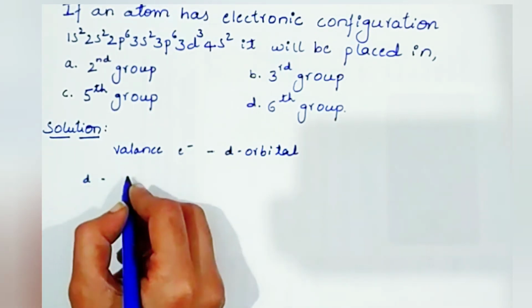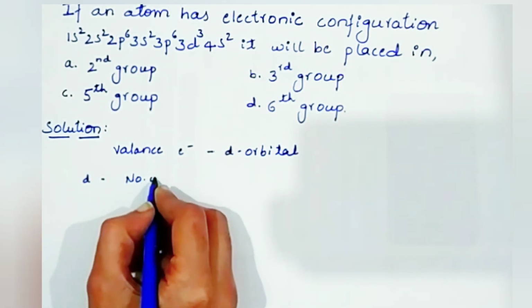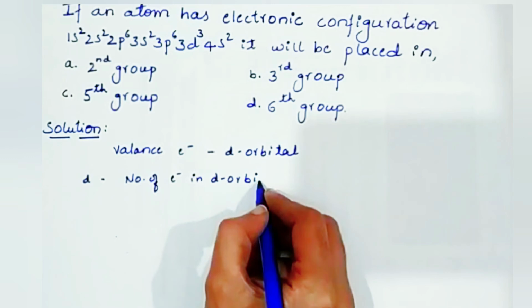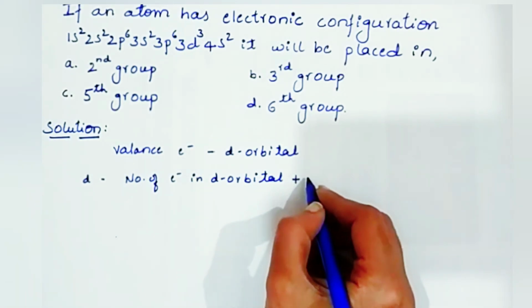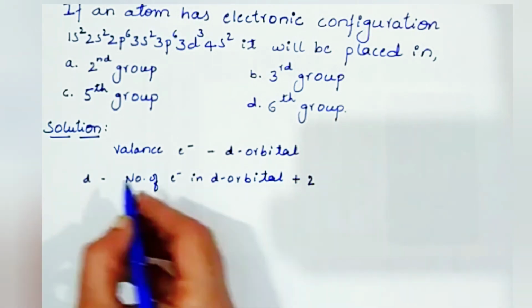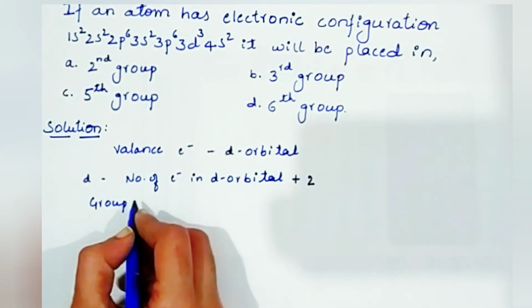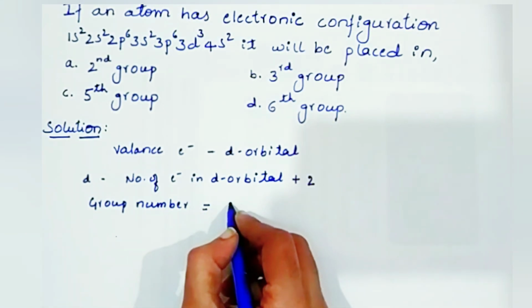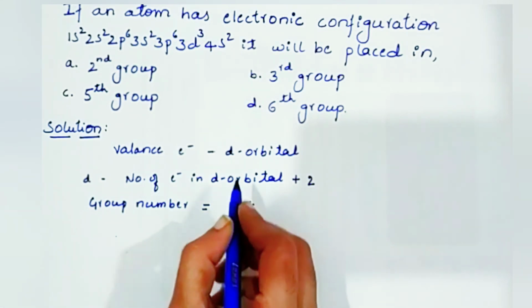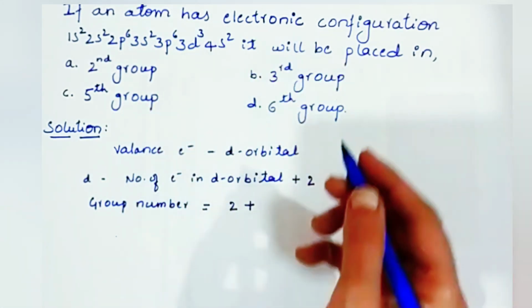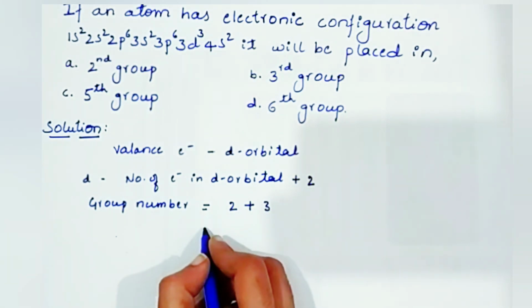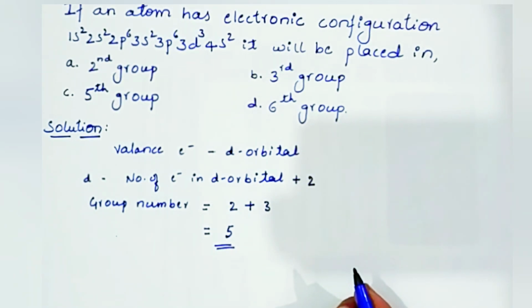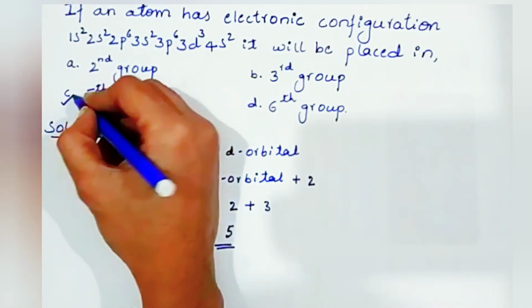The number of valence electrons in d orbital we find is 3, because it is 3d3 configuration. So now let us write the formula: number of electrons in d orbital plus 2. Therefore group number becomes 2 plus 3, because the number of electrons in d orbital is 3. It is 3d3 configuration. So 2 plus 3, it belongs to the fifth group of the periodic table. So option C is the right one.